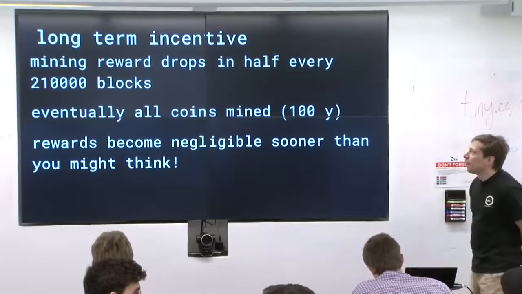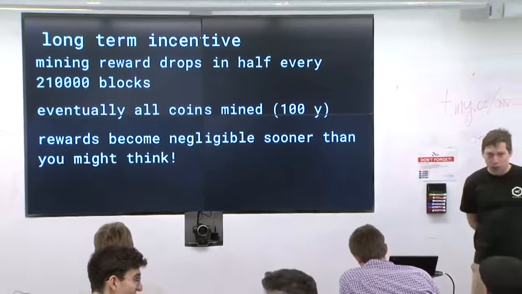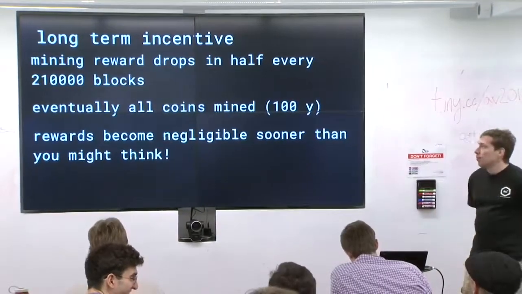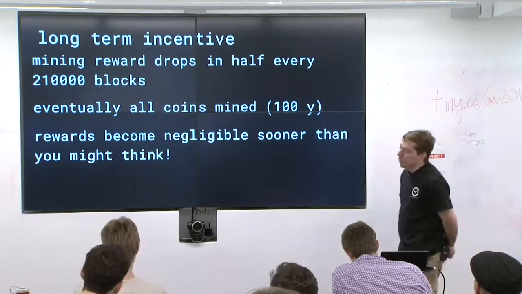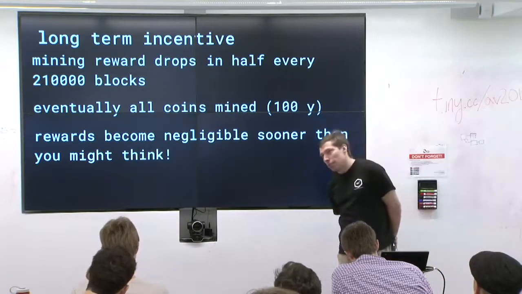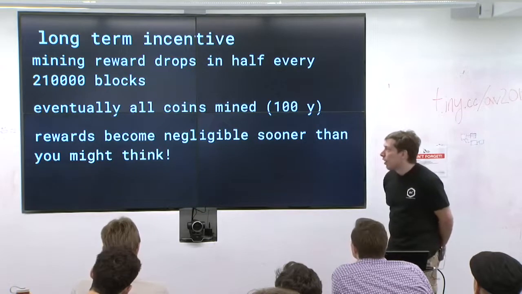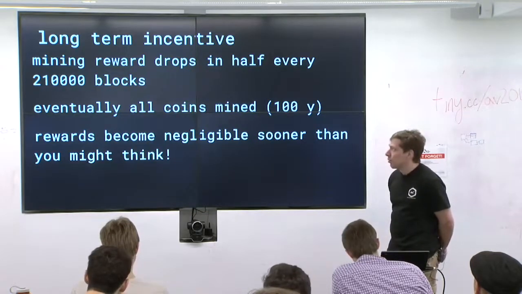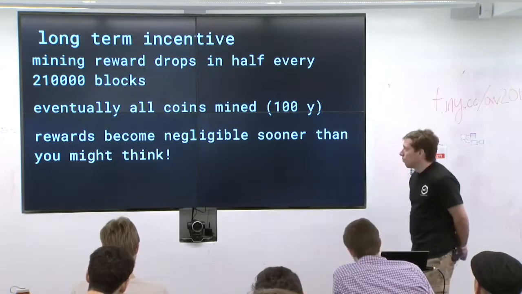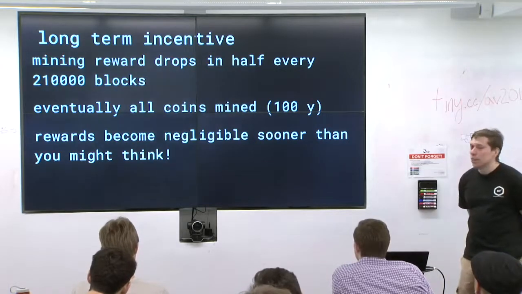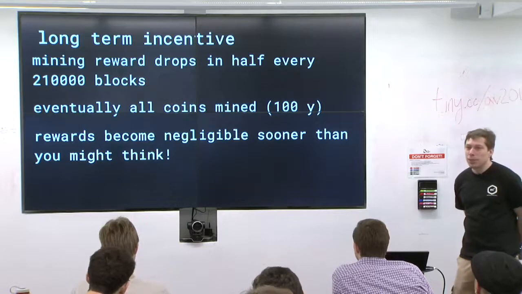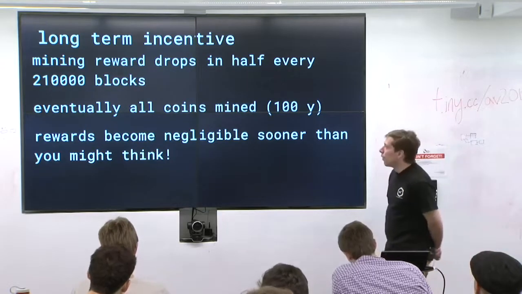Anyway, the mining reward drops in half every 4 years approximately. And eventually, all the coins are mined. So it's dropped in half twice, right? First it was 50 coins a block, then 25, now it's 12 and a half. In 2 years, it's going to be 6.25 or something. So eventually, all the coins are gone. You mined them all. That takes 100 years. So everyone's like, I'll be dead. I'll be gone. You'll be gone.